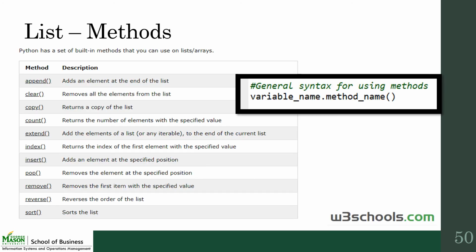Almost all data types or object types consist of methods. We attach methods to a variable to perform operations. For example, to add new elements to an existing list that has been defined, we could use the append method.